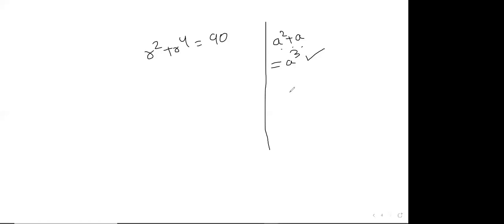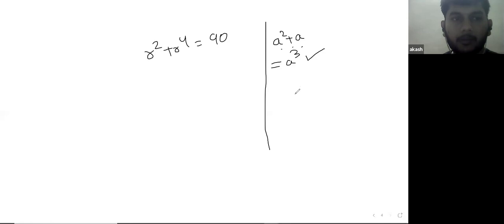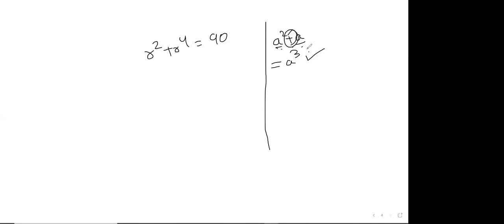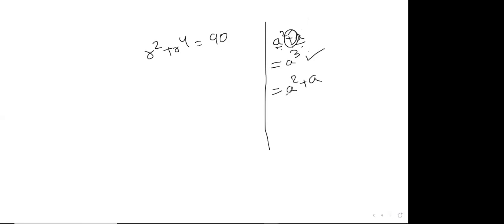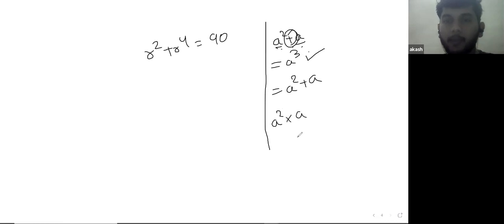Okay, Zulfa. Okay, absolutely, this is not correct, right? Because these are two different terms which are added using a plus sign, so the powers cannot be added. This will be like this only. But if it was a square into a, what will be the answer here? a cube, right?